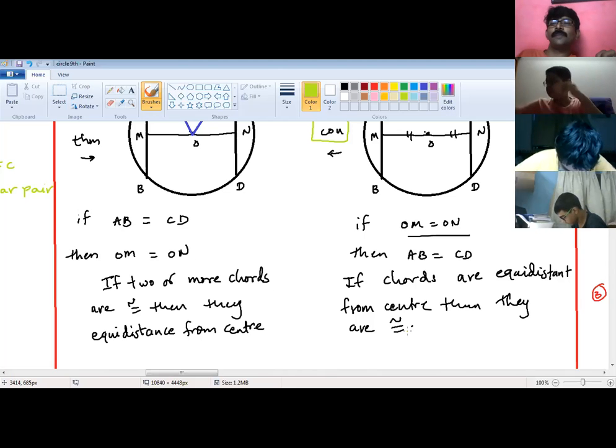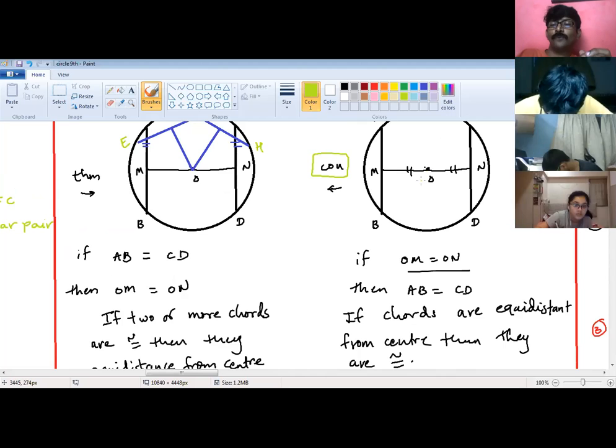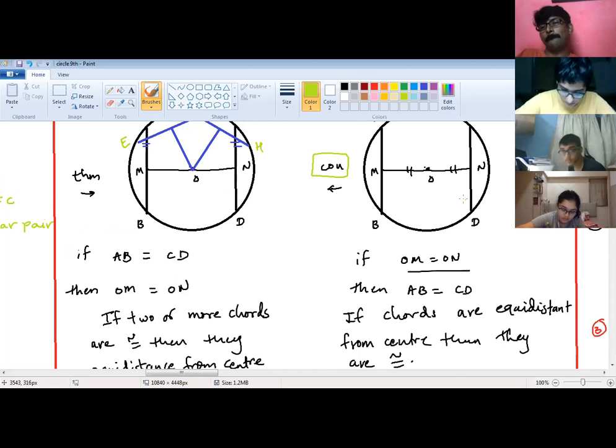So what will be given over here? The distances from the center, meaning OM would be equal to ON, in property number 4. And in that case, what do we have to prove in property number 4? We have to prove that chord AB is equal to chord CD. I hope you understood this. Please put it quickly in your book. Hurry up.